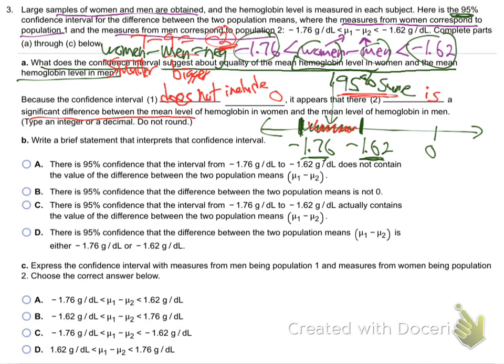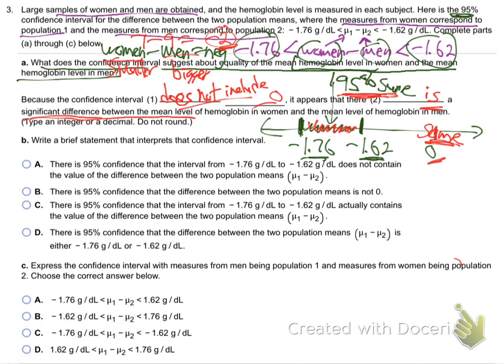If 0 was in the interval, then their difference could be 0. If two things have a difference of 0, they're not different. They're equal. But 0 is not in the interval, right? Remember, 0 is where they're the same. If the difference between two things is 0, they're the same. Well, sameness, 0, is not in our interval. So we're 95% sure, because it does not include 0, that there is a significant difference.